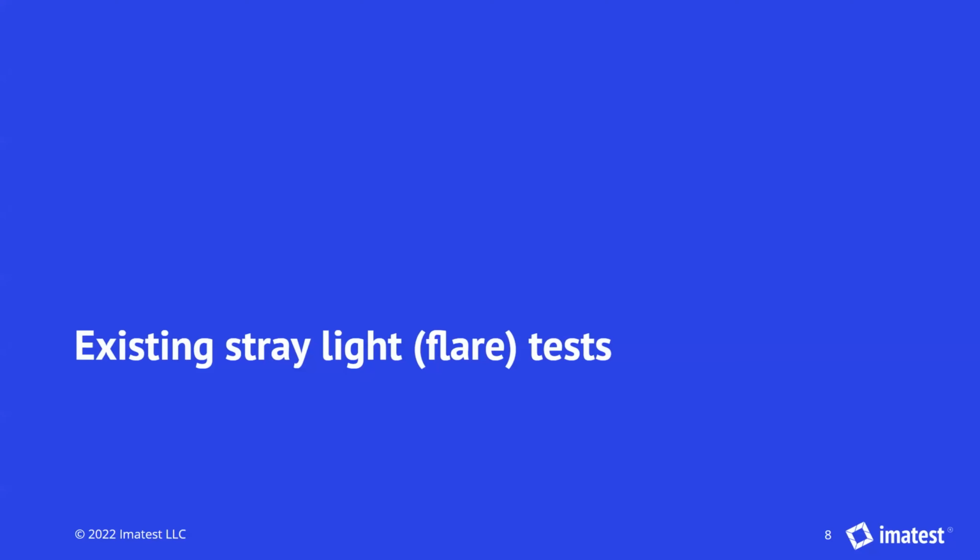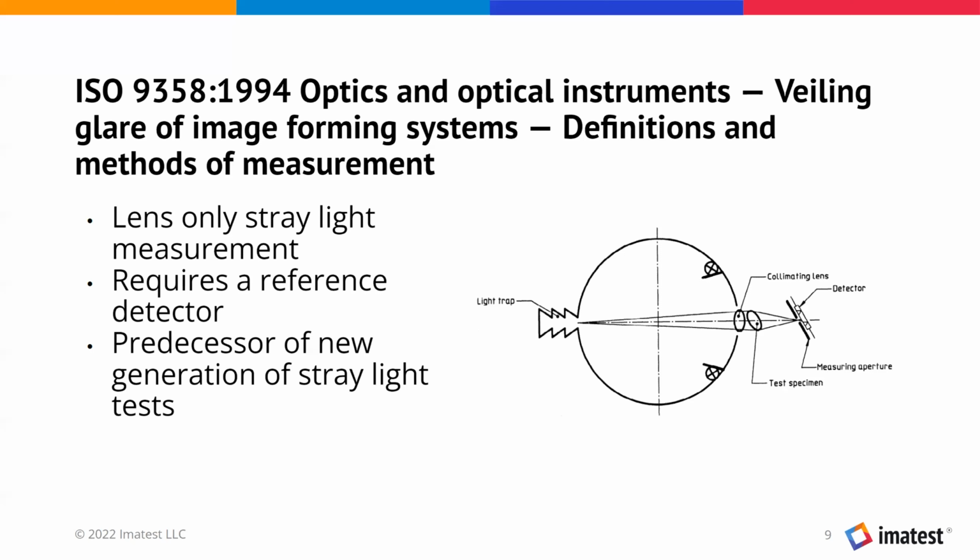So now I want to briefly talk about the existing stray light tests that are already out there. First, we have ISO 9358. This is an optics only stray light test, so it's meant to test individual lens elements or lens groupings. And yeah, it's not a system level test. I consider this a predecessor of the new generation of stray light tests that we're talking about today.